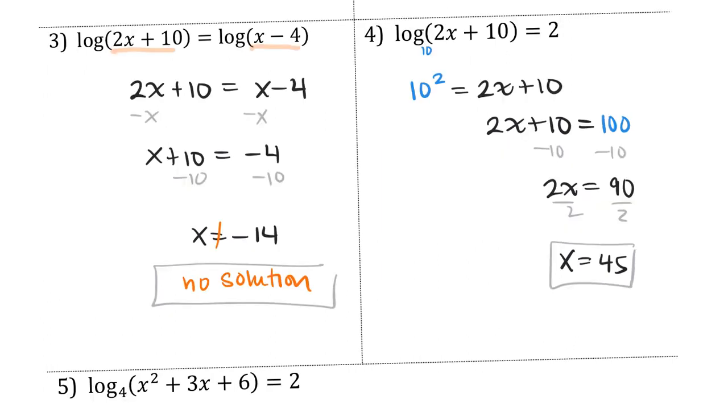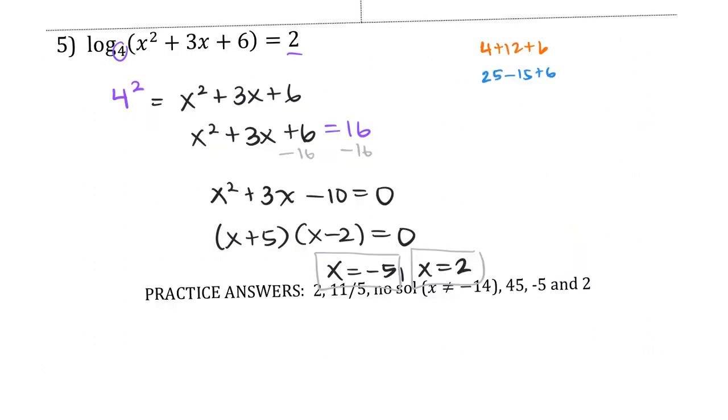Okay, for number 3, I got x equals negative 14, but when I plugged it in, it made this negative or this negative, so it didn't count as a solution. It was extraneous. And then for 4, I got x equals 45, and it was a valid answer because the argument was still positive.